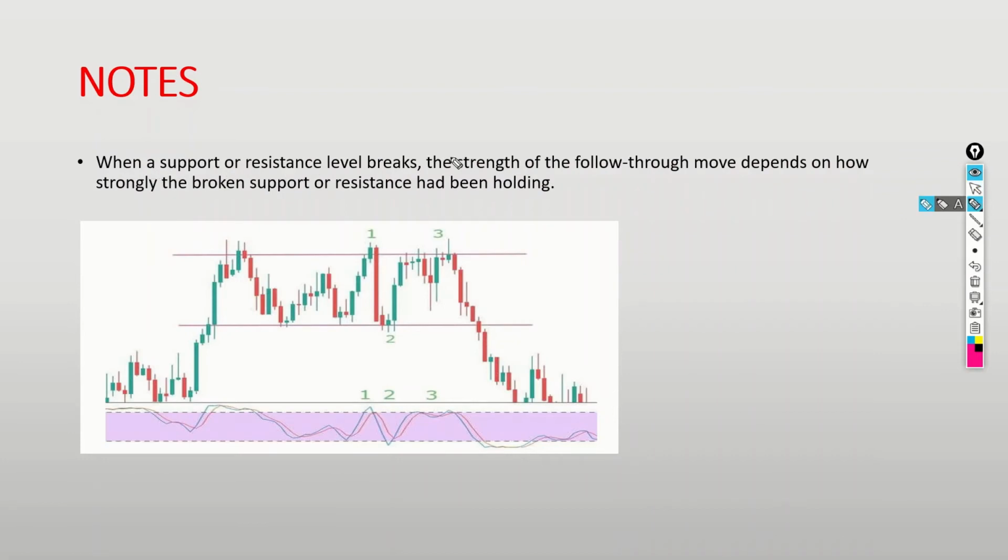When a support or resistance level breaks, the strength of the fall through move depends on how strongly the broken support or resistance had been holding. Okay, so for example, this level here holds 1 time, 2nd time, then the 3rd time. This becomes a strong support level, and when price came and broke through it, it created a massive drawdown. Okay, so for example, this level here, it is also holding right here. So if price moves below here, it breaks that level, it means that the next move will be a very strong one because it has broken a very strong level of support.